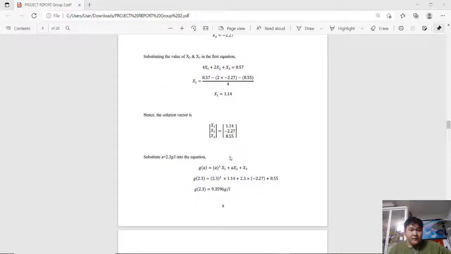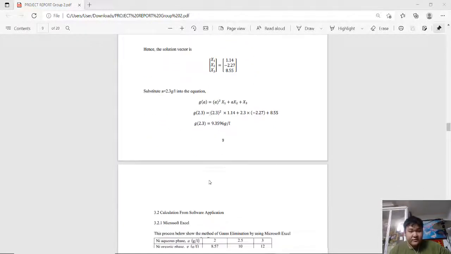However, it is given the condition A equal to 2.3. So we substitute this given value of A back into the equation, together with S1, S2, and S3 that we already found, so we can find G.